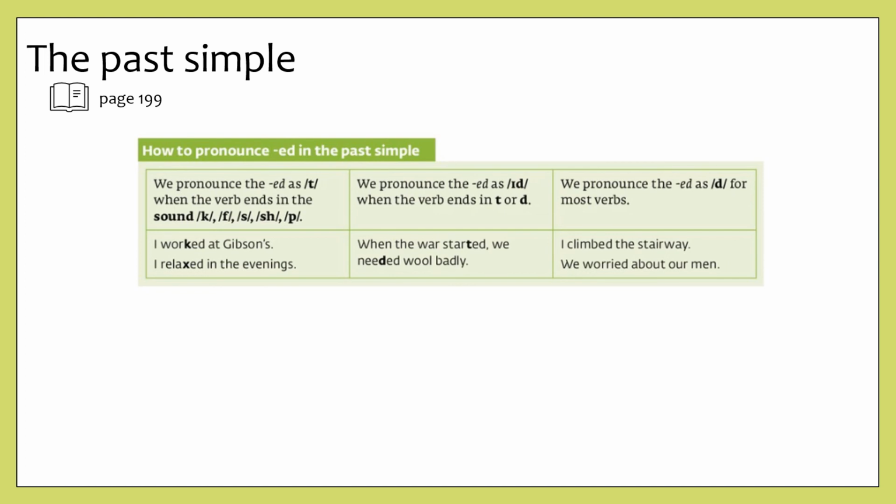We pronounce ed as id when my verb ends in a T or a D. When the war started, we needed wool badly. And in all other cases, so most verbs, we pronounce it as a D. I climbed the stairway, we worried about our men.